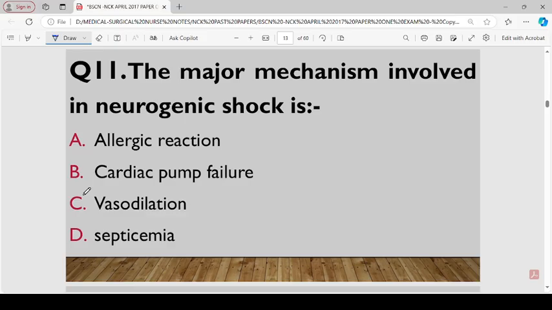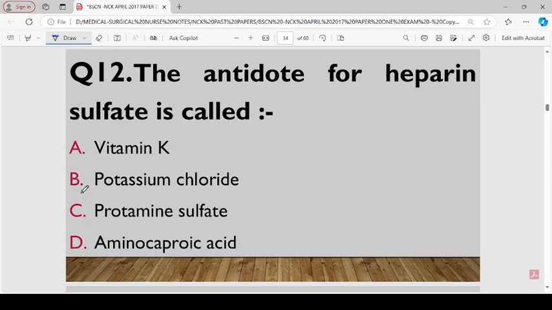The major mechanism involved in neurogenic shock is... it's going to cause what? Vasodilation, right? So it's going to cause vasodilation. Allergic reaction is associated with anaphylactic shock. Cardiac pump failure with cardiogenic shock, while septicemia, septic shock.